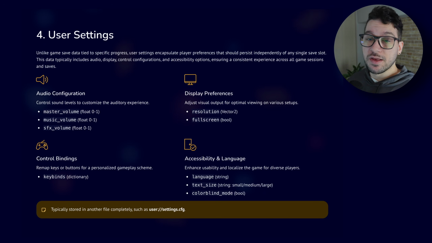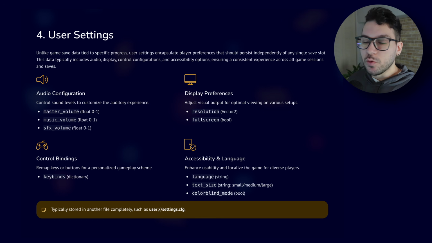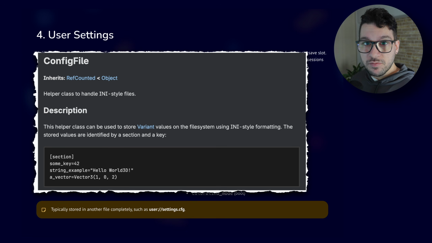Finally, you have the user settings. This is the stuff that you typically find inside of the options of your game. You can have audio levels, input maps, accessibility options, etc. You should not tie these values to a specific save slot. If the players want to play your game at 60 FPS, you shouldn't force them to make this choice after each new game. For that reason, you will typically store these values inside of a completely separate file like settings.cfg, and Godot has a built-in config file class to help you handle this kind of values easily.